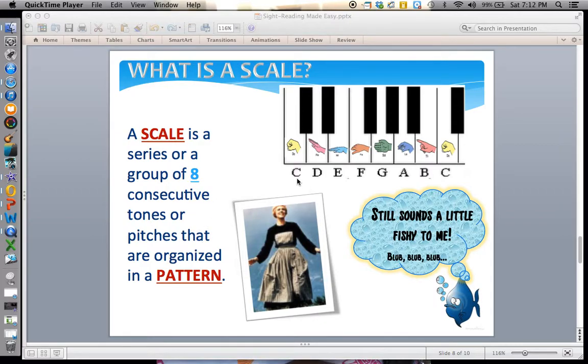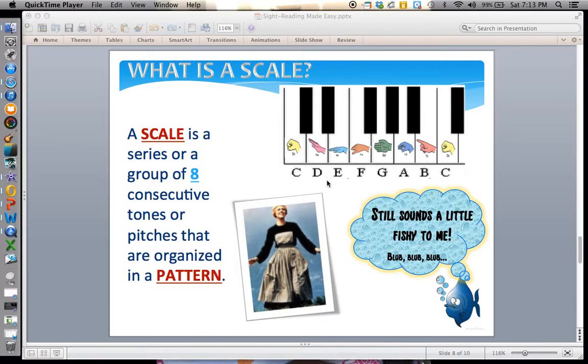In your music alphabet, we have the letters A, B, C, D, E, F, and G. I'm going to use the most simple scale, which starts at the letter C. So C, D, E, F, G, A, B, C. Those are our 8 tones. 1, 2, 3, 4, 5, 6, 7, 8. On the piano, this is where it begins and this is where it ends.